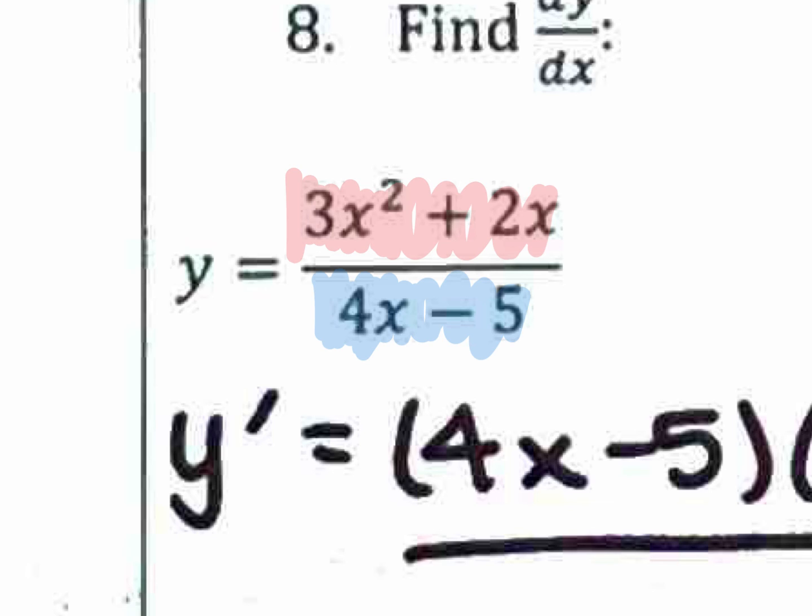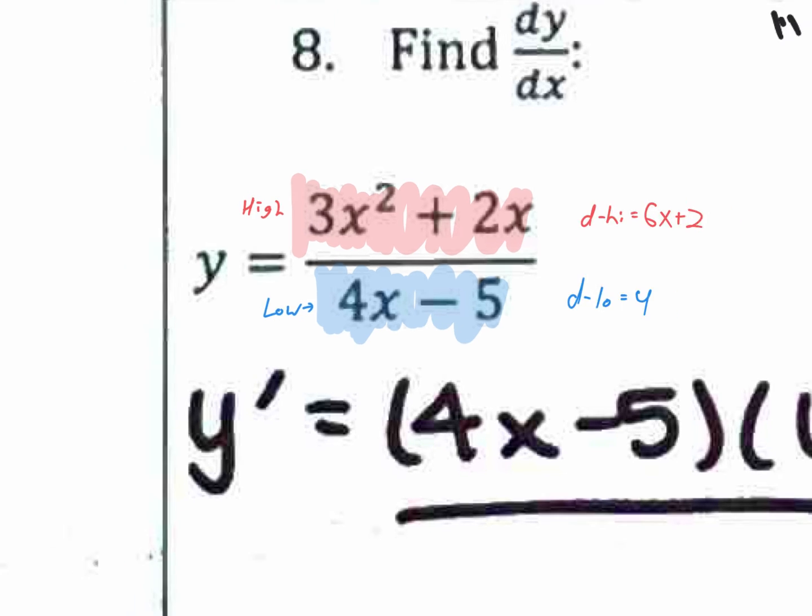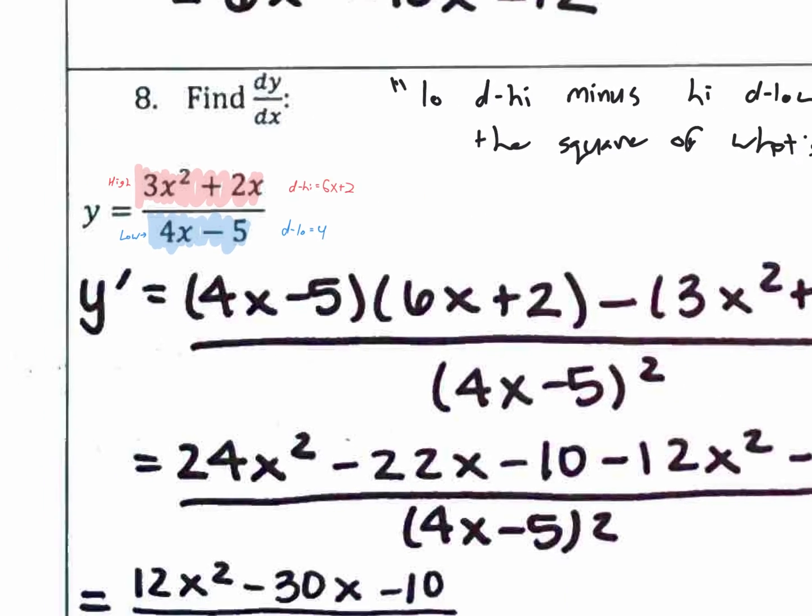Okay, so if we think of that phrase, low d high minus high d low, all over the square of what's below, this is the function in the bottom, so that would be our low. And this is our function up top, so that would be the high function. So the derivative of the top would be 6x plus 2. The derivative, d low, would just be 4. Okay, so let's get this going.